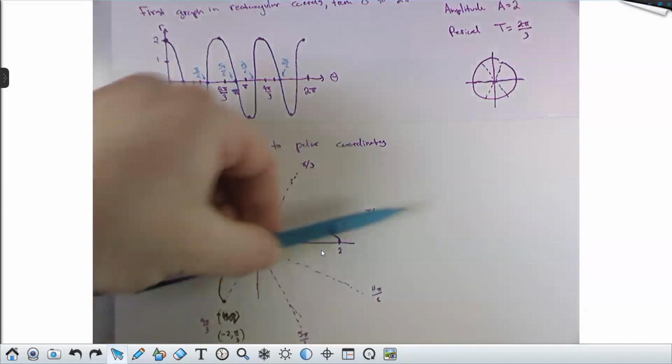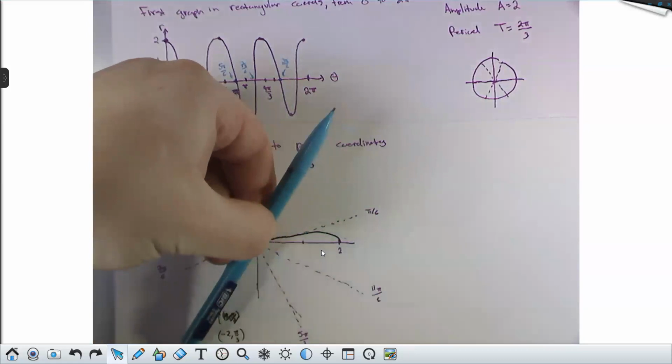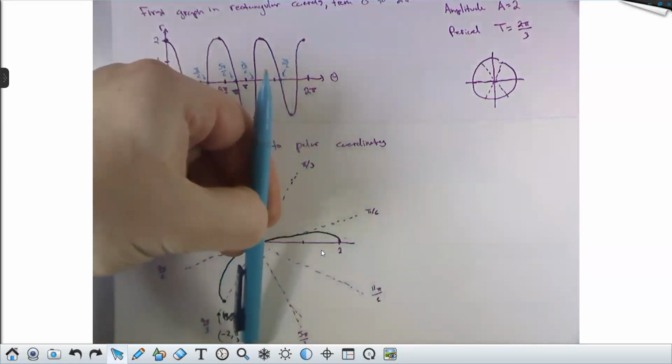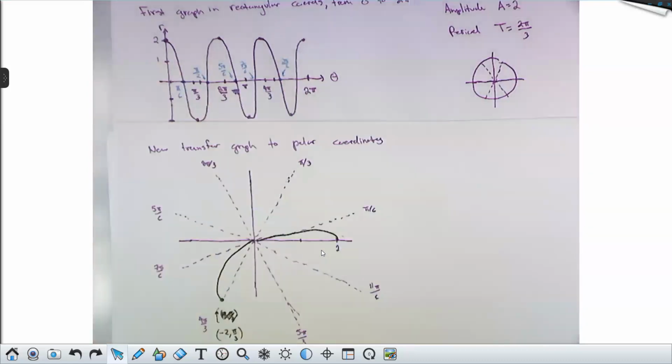As we rotate past pi over 3, we're here right now. As we rotate past this towards pi over 2, my radius, which was out at a max here, is coming back in, which means this point is going to be coming back into the origin.